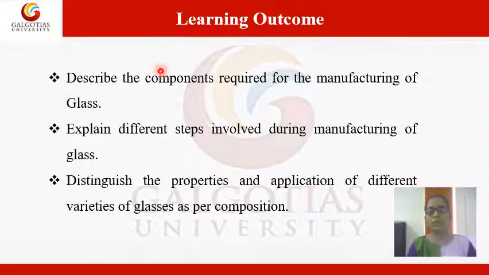What are the learning outcomes after the class? Each and every student can describe the components required for the manufacturing of glass, that means the raw materials required for the manufacturing of glass. Then explain the different steps involved during the manufacturing process of glass. Distinguish the properties and applications of different varieties of glasses as per their composition, and also the uses of different varieties of glasses in our daily life, in laboratories and for some other purposes.